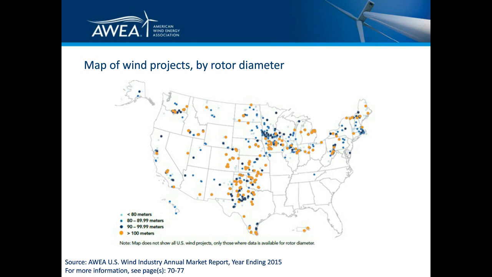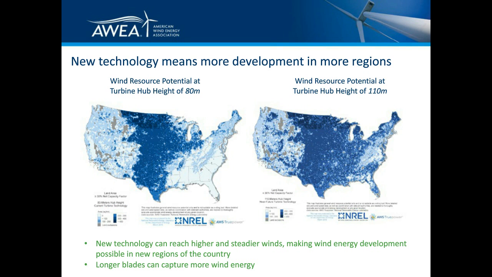Obviously, Europe has done a little more with the larger rotor diameters, even taller hub heights. We expect the U.S. market to move in a similar direction. And this next map will pretty much indicate why.